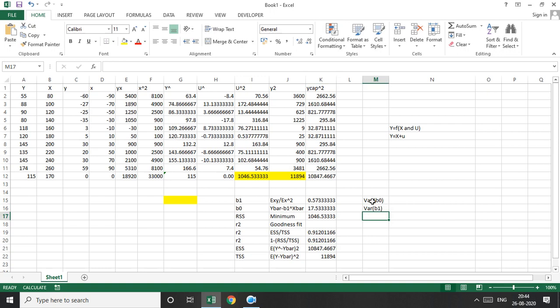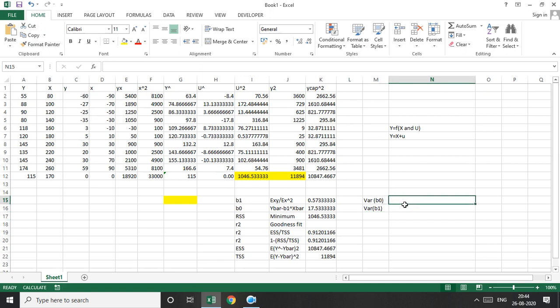We had a population of 10,000. From 10,000 we have taken only 10 samples. Then we have got 0.573 and 17.53. If you take some other sample with 10 observations, you may get some other values for beta 0 and beta 1. If you take another one, you will get some other values. But our assumption is that the variance among these estimators should be as minimum as possible.